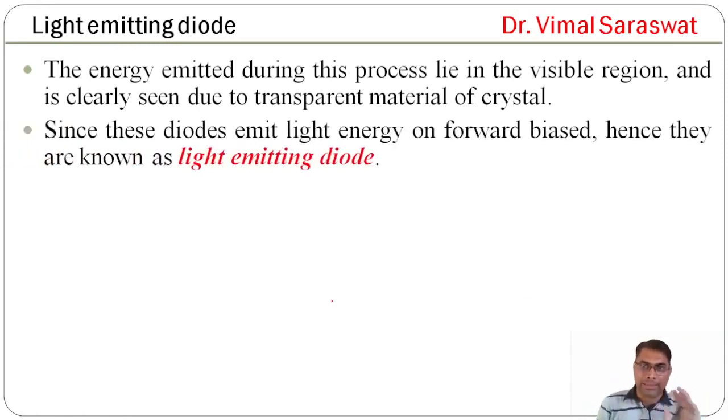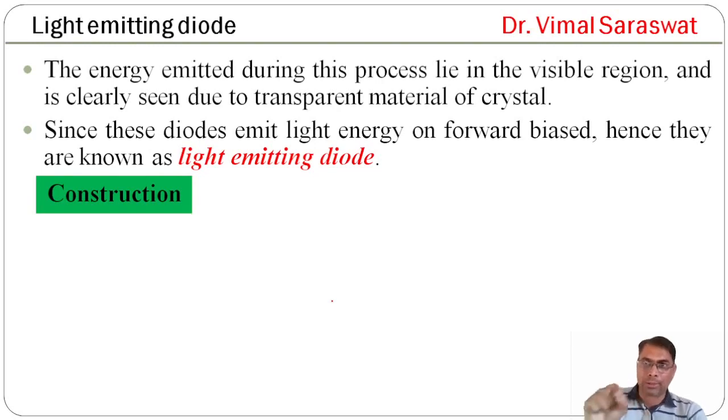Since these diodes, which diode? The diode made up of gallium arsenide semiconductor. So these diodes emit light energy on forward bias, hence they are known as light emitting diodes. So this special type of diode emits light or energy when an electron jumps from a higher energy level to a lower energy level, and this energy lies in the visible region. So these diodes are known as light emitting diodes.